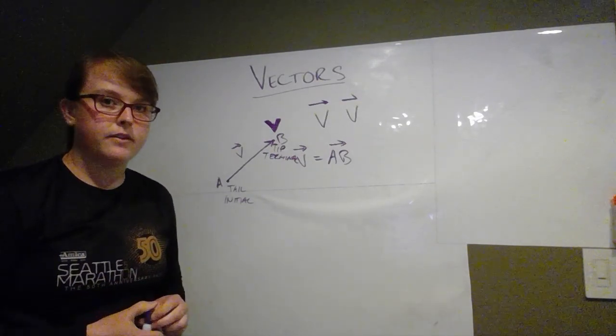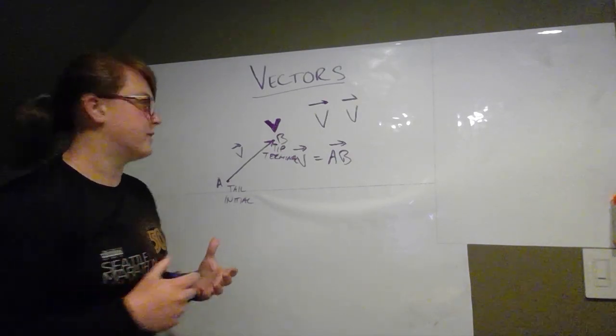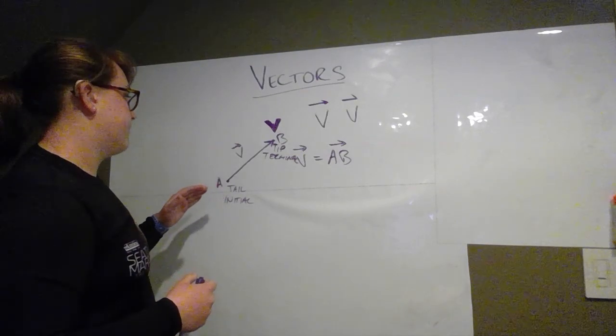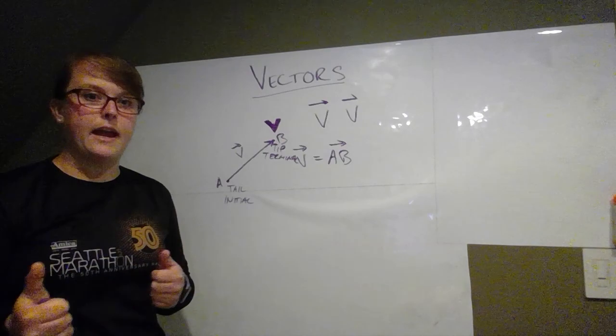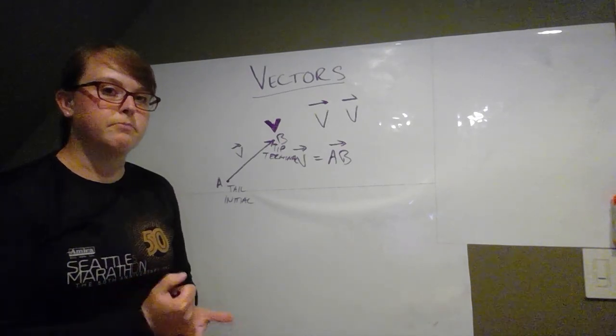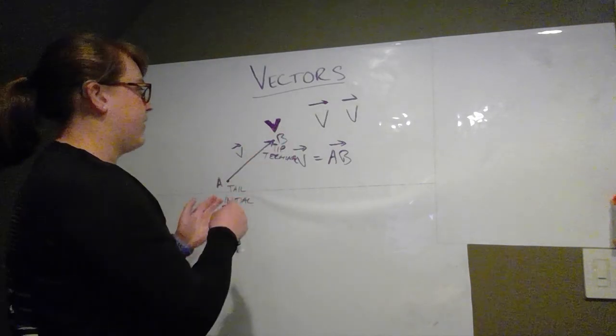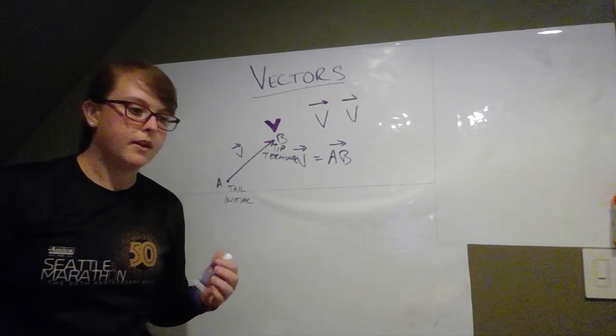And then vectors, like we mentioned, have both magnitude and direction. So if two vectors have the same magnitude and the same direction, that's what tells you that they're equal. Both of those things must be the same, so the same length and the same direction, in order for the vectors to be equal to one another.